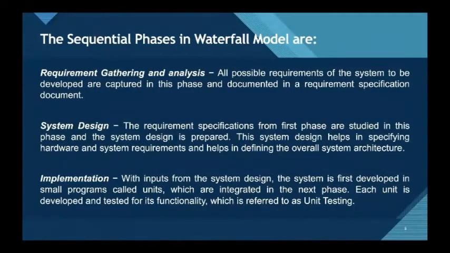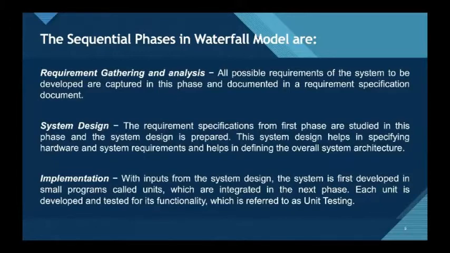The sequential phases in waterfall model are requirement gathering and analysis. All possible requirements of the system to be developed are captured in this phase and documented in a requirement specification document. System design: the requirement specifications from the first phase are studied in this phase, and the system design is prepared. This system design helps in specifying hardware and system requirements and helps in defining the overall system architecture.